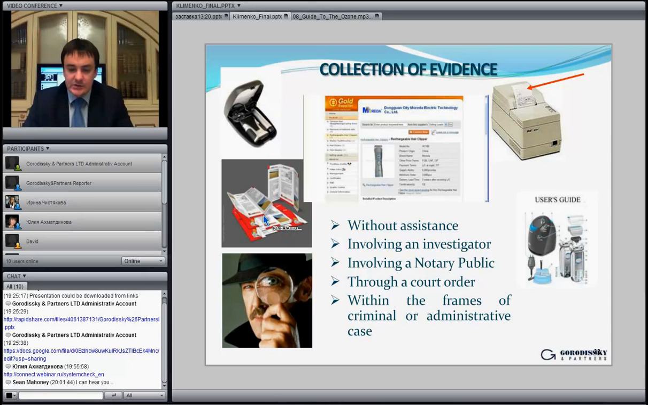And the last option is collecting evidence within the frames of criminal or an administrative case. Of course, you can imagine that sometimes it's quite difficult to enter the enterprise or plant of the infringer and get access to some documents or equipment. In this case, it's possible to file a complaint with the police, and they will conduct a raid on the premises of the infringer, and then collect some documents which could be further used in proceedings in litigation against the infringer.